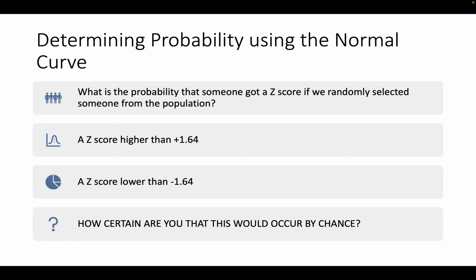5%. Now, what is the probability that a z-score will be lower than negative 1.64? Well, if you'll look, it's the same value, 0.05 or 5%. So despite directionality, the probability of that occurring is the exact same.